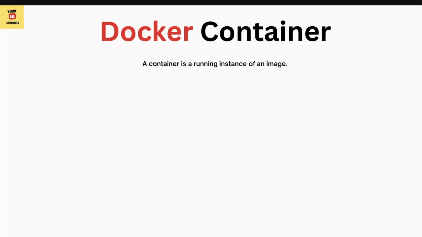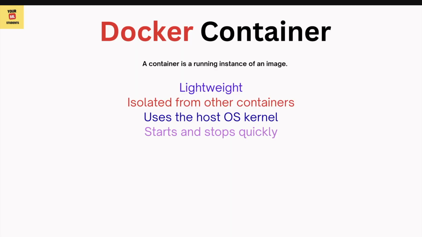The next is Docker container. A container is a running instance of an image. So we create a container from the image only. That is why we are saying that it is a running instance of an image. Generally it is lightweight, it is isolated from other containers, and it uses the host OS kernel.